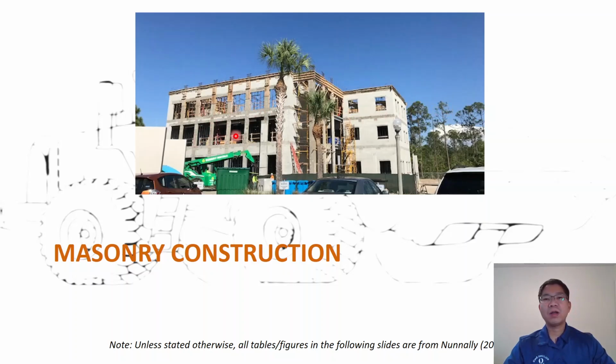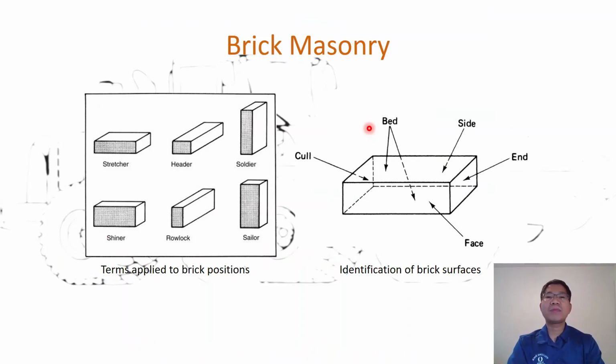So that is the column concrete, but then we have masonry in there with the CMU, the cement masonry unit, and that is the topic we discuss today: masonry construction. First, we talk about brick masonry, and there are two different terminologies with different positions of the brick that you can see.